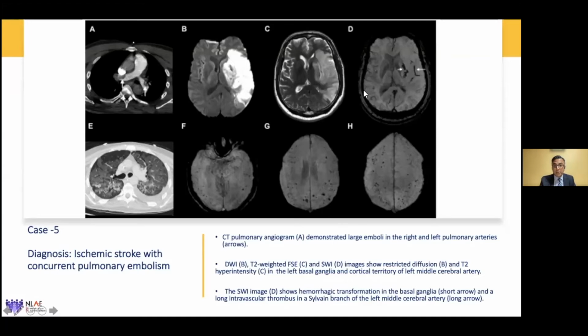So as you see that I've already shown you, this is on the Sylvian branch, and these are the hemorrhagic foci, and this is the malignant big MCA stroke.